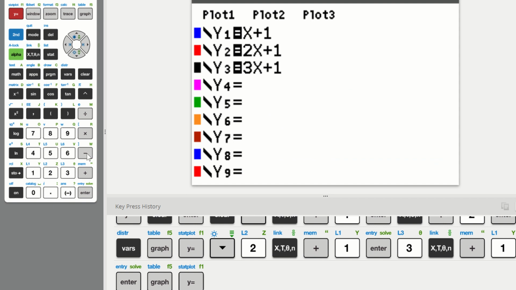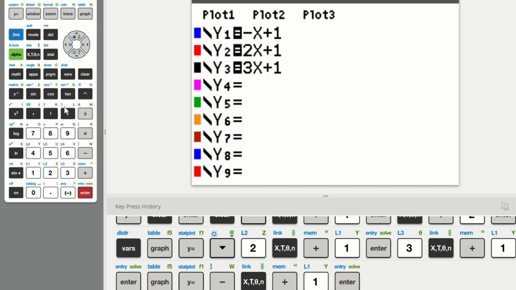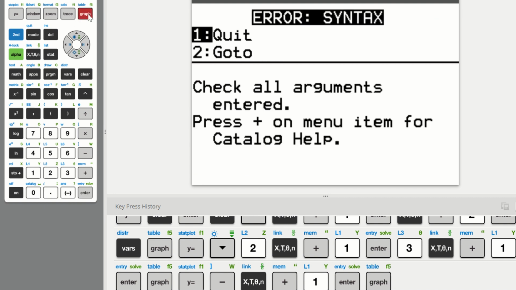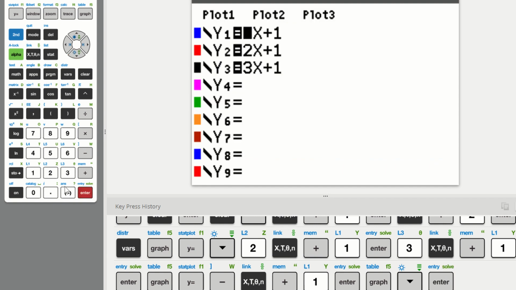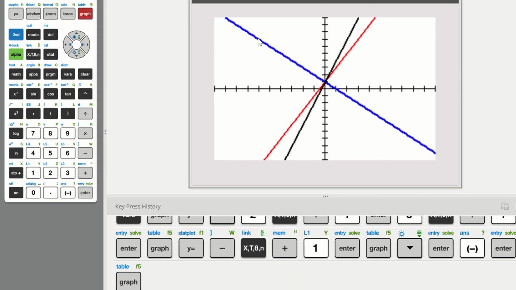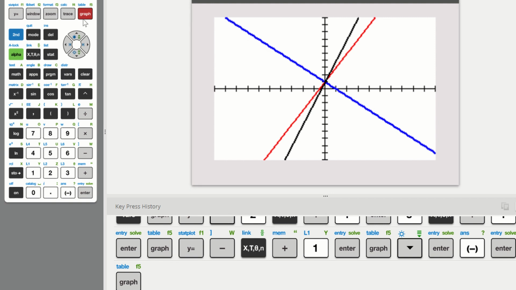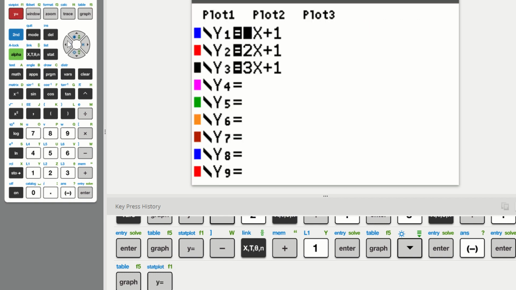Now, let's say I make this negative 1x. I see what I did wrong, I need to make negative 1x. The difference is, instead of going up from left to right, it goes down from left to right. So changing the number in front of x changes the slope of the line.